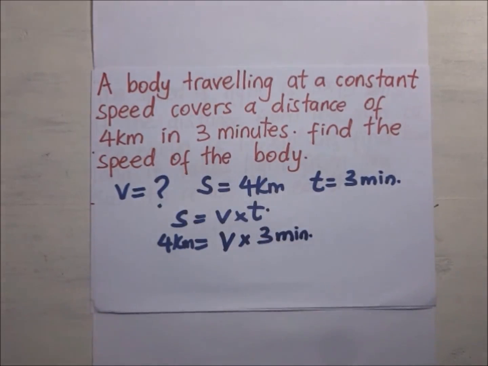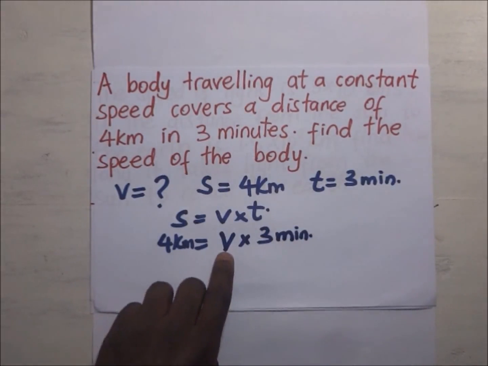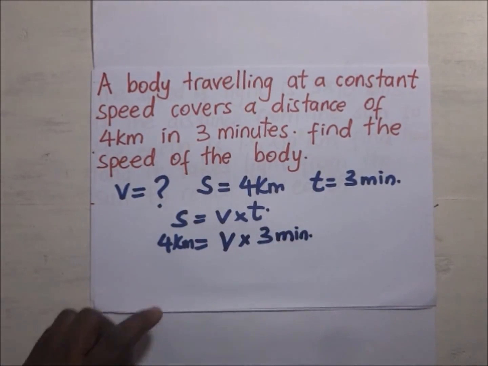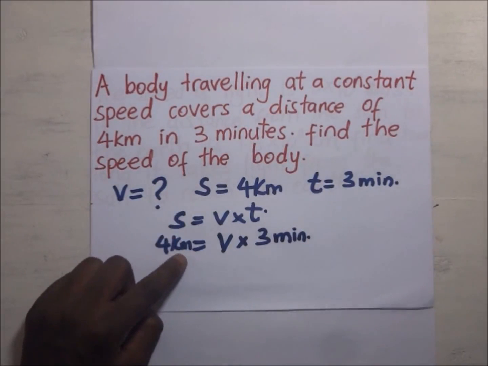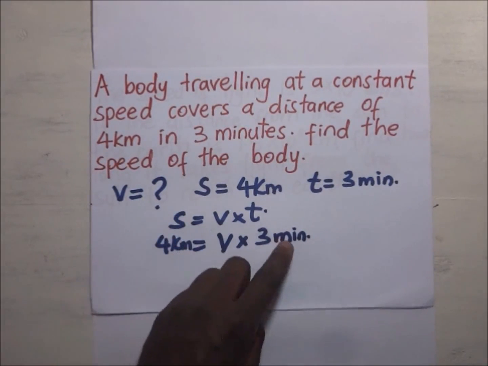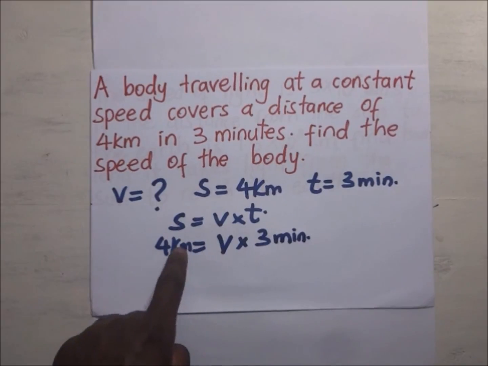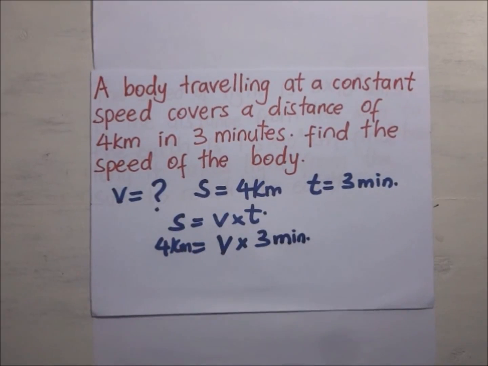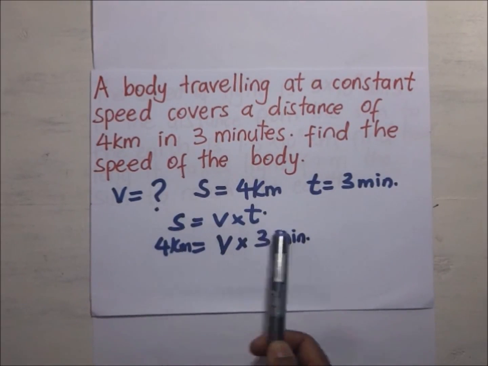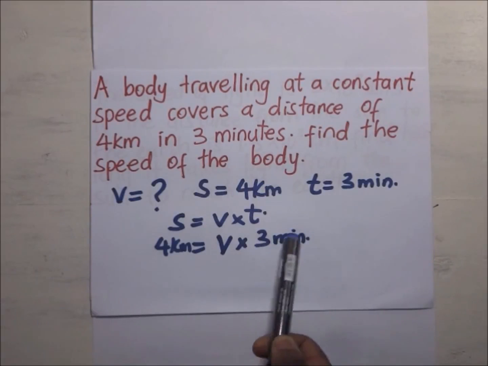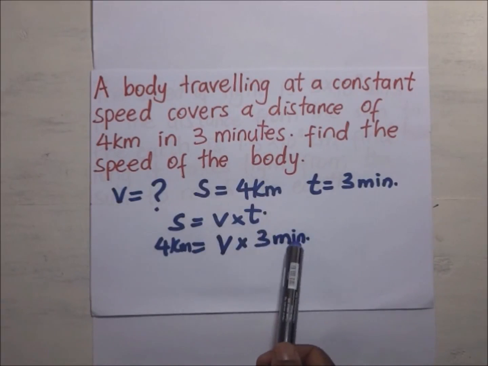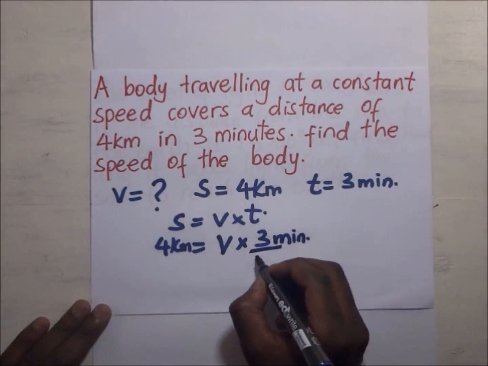Now for us to find this, we are supposed to make sure that our units are harmonizing. We are having our distance here in kilometers and our time here in minutes. It means that our speed will be in terms of kilometers per minute. Now we need to convert these minutes to hours so that the speed we are able to get is in kilometers per hour, not in kilometers per minute. So it means we first convert these minutes to hours. Converting that to hours means we're going to divide this by 60 minutes.